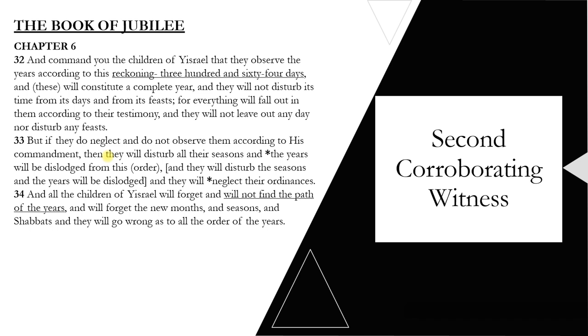Verse 33: "But if they do neglect and do not observe them according to his commandment, then they will disturb all their seasons, and the years will be dislodged from this order, and they will neglect their ordinances. And all the children of Israel will forget and will not find the path of the years, and will forget the new months and the seasons and the Shabbats, and they will go wrong as to all the order of the years."